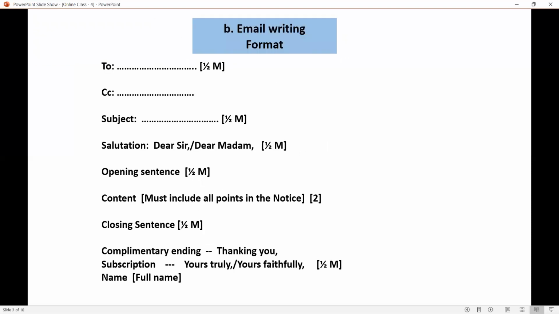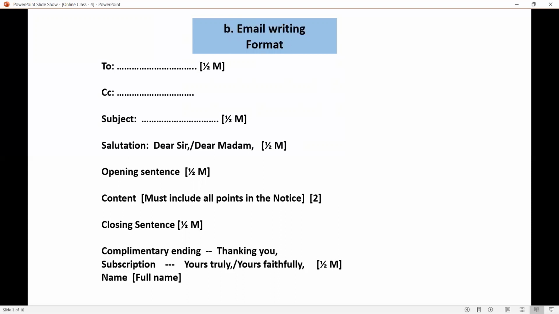Now, let us move to email writing format. First is to email ID, which carries half mark. Then CC, that is a copy of this you have to send. For example, in order to invite a neighboring school principal for poetry writing competition, you must write the to email ID of the neighboring school principal, and then a copy should be sent to your school's principal. It is your duty. Though it doesn't carry mark, you must write it.